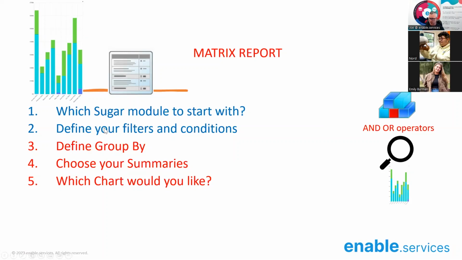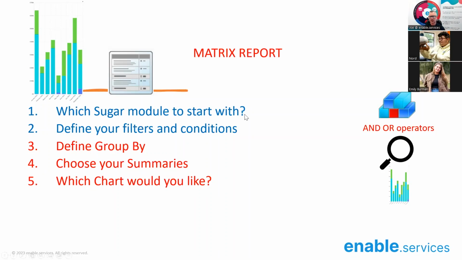What module do you want to start with? What are your filters and conditions? How do you want to group this data? How do you want to display this data? You want to have it as values, the averages, the sums, the max. What do you want it to be? Do you want to count how many records? Maybe it's a calls report and you want to count how many calls someone's done or how many meetings someone's done. So that we count in our display summaries rather than the value itself. And then how do we want to display it? Which one of the charts do we want to display as?